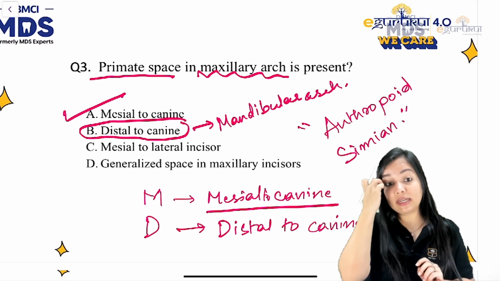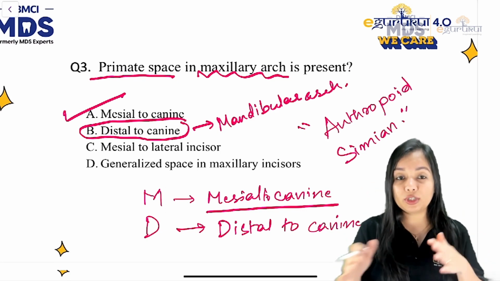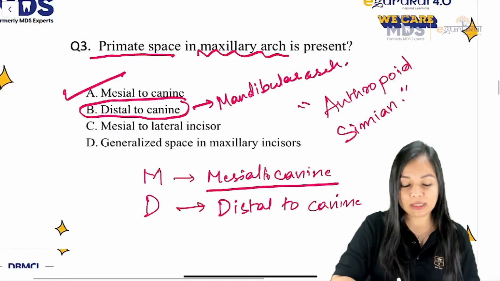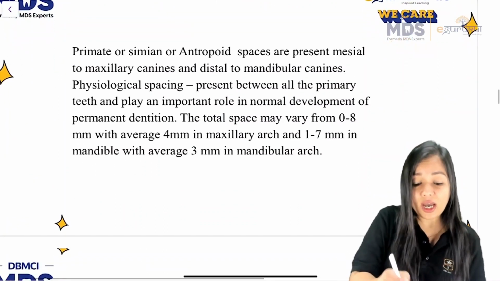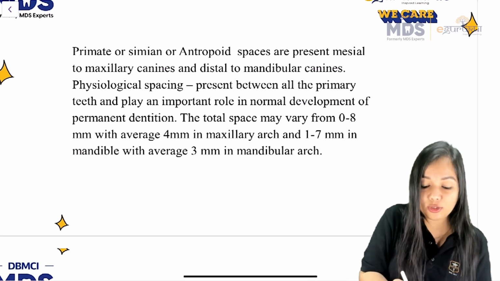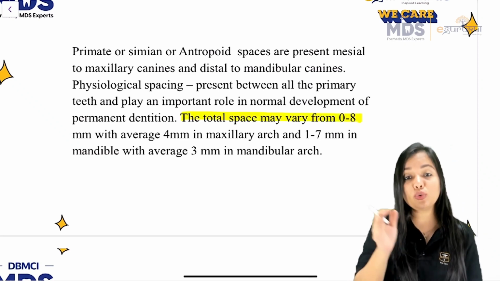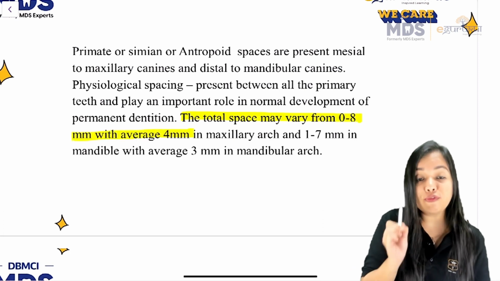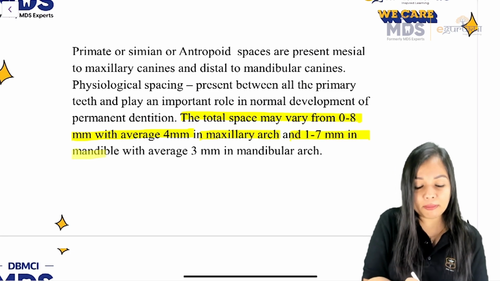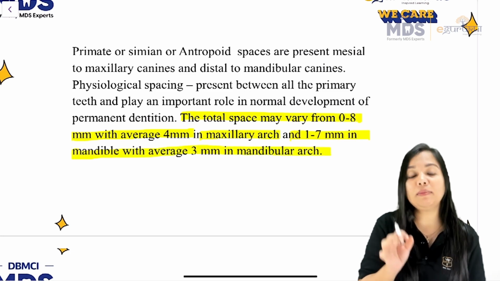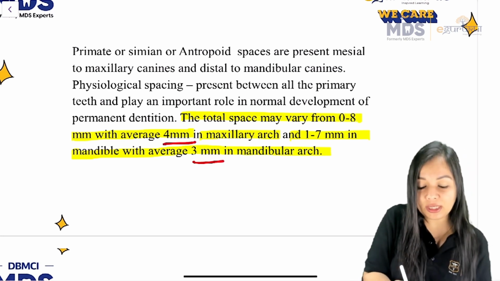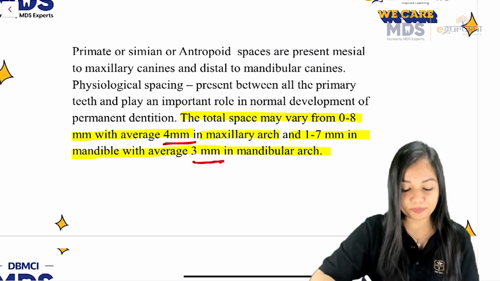Okay, so I hope this is clear. M, say maxilla, so mesial to canine. There is a D in mandible, so distal to canine. That's how the primate spaces are present. So basically, how much are they? So the total space may vary from 0 to 8 mm with an average of 4 mm in the maxillary arch and 1 to 7 mm in the mandible with an average of 3 mm in the mandibular arch. So 4 mm in the maxillary arch and 3 mm in the mandibular arch.